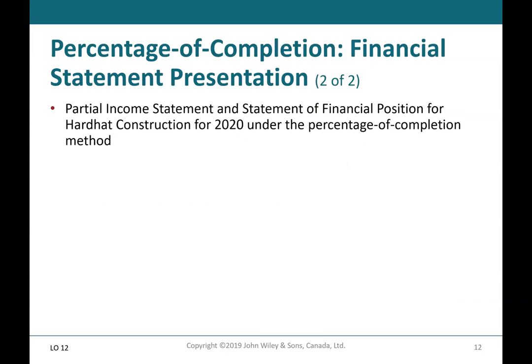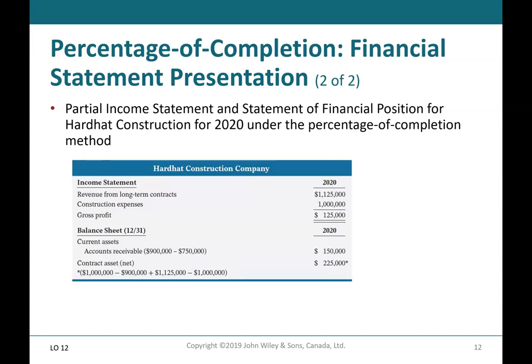Percentage of completion financial statement presentation, 2 of 2. Partial income statement and statement of financial position for Hard Hat Construction for 2020 under the percentage of completion method. Hard Hat Construction Company 2020. Revenues, 1.125 million. Construction expenses, 1 million. Gross profit, 125,000. Balance sheet, December 31st, 2020. Current assets, accounts receivable, 150,000. Contract asset net, 225,000.